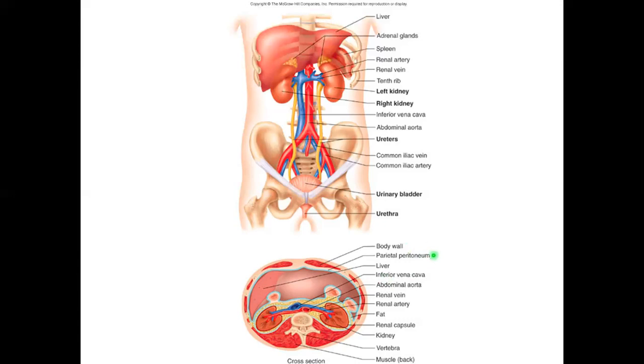And then you have the parietal peritoneum. The parietal peritoneum is this blue line. And notice that that's the peritoneal cavity. Notice how the kidneys are behind that cavity. So they're retroperitoneal, behind that peritoneum. And so they're separate. They're in their own separate little area.